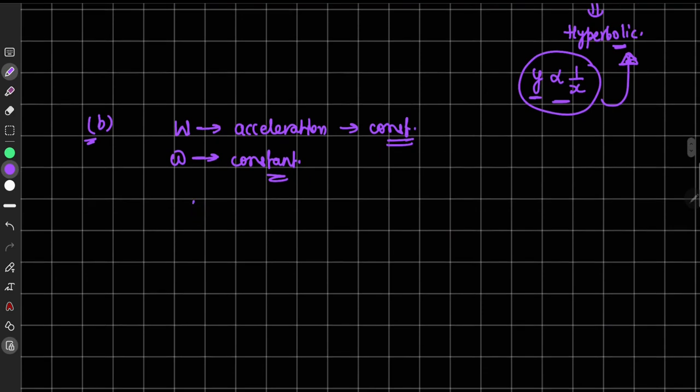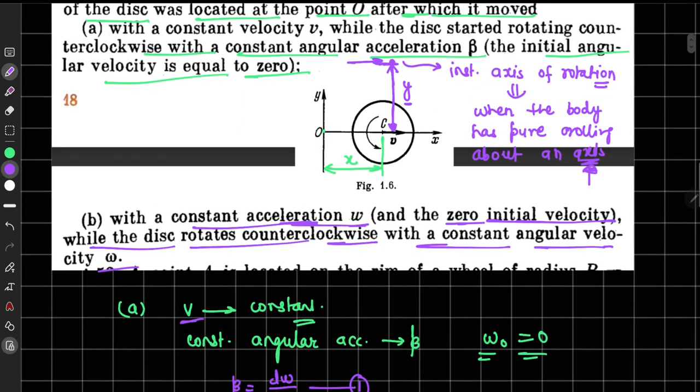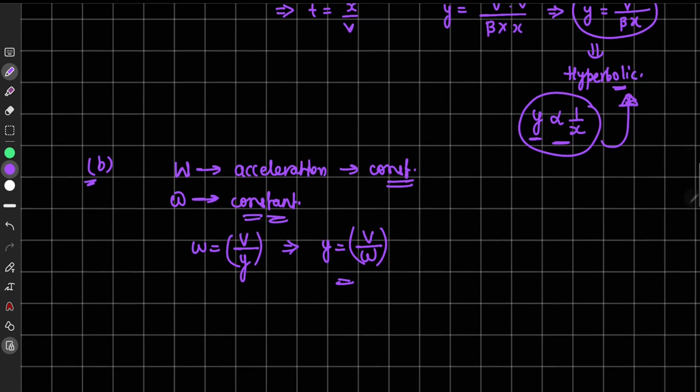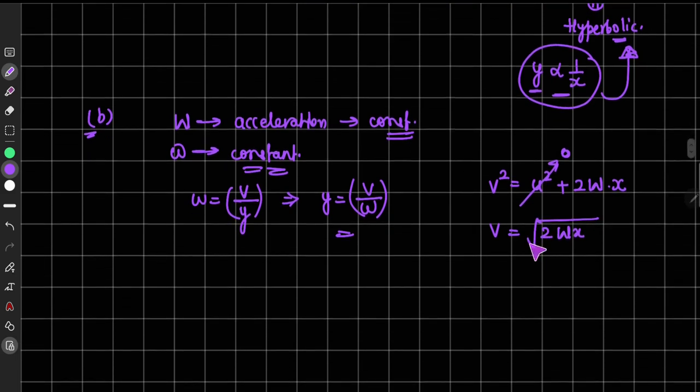So again we can write omega is equal to v upon y. So from here we will get y is equal to v divided by omega. Now in this expression we know omega because that is constant, but we have to find out the value of v. So we can write, with the distance traveled being x, v square is equal to u square plus 2 into acceleration into x. The initial velocity is equal to 0, so we can write velocity is equal to under root 2 w x. So let us substitute the value of v here. We will get y is equal to under root of 2 w x, whole divided by omega.